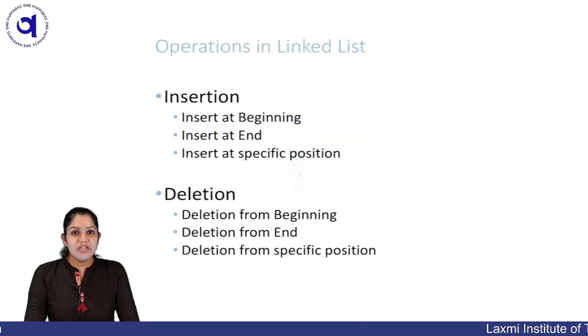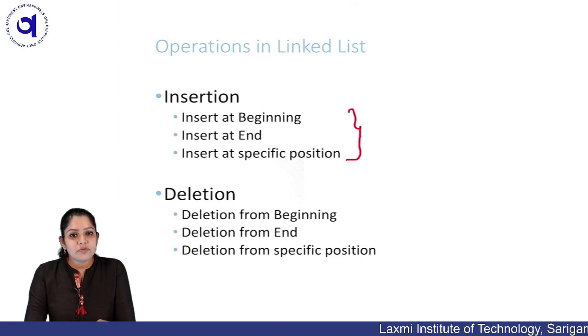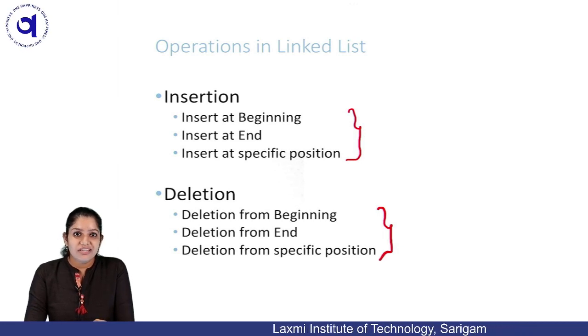Now, the various operations that we can perform on these linked lists, whether singly, doubly or circular, include insertion. We have three types of insertion: insertion at the beginning, insertion at the end, and insertion at a specific position. Similarly for deletion we have three variants: deletion from the end, deletion from the beginning, and deletion from a specific position. All these algorithms for singly, doubly and circular linked lists will be studied in the next video lecture.